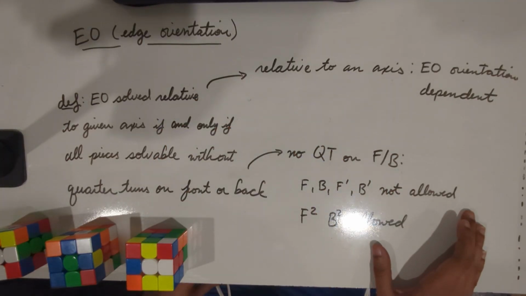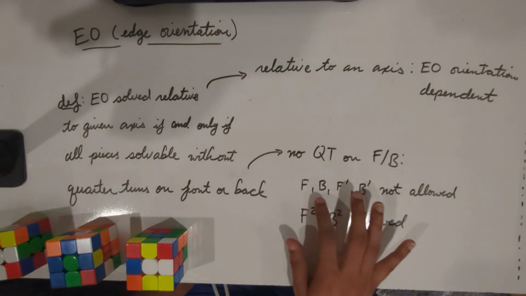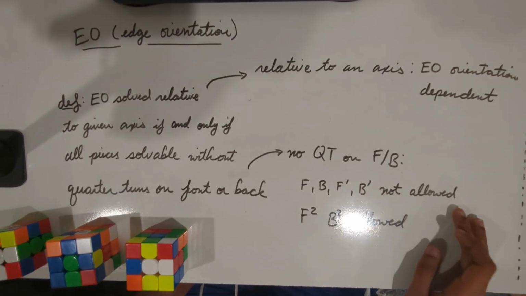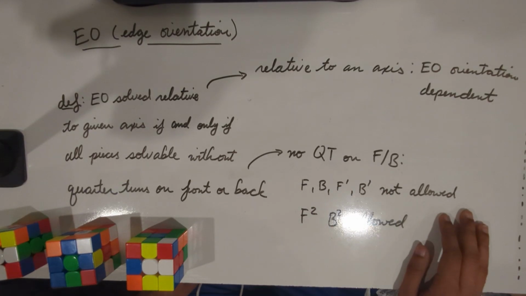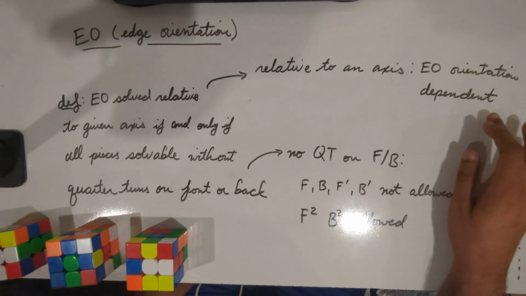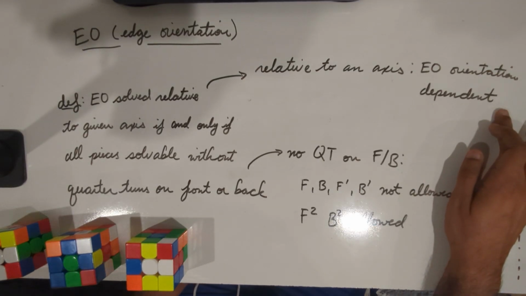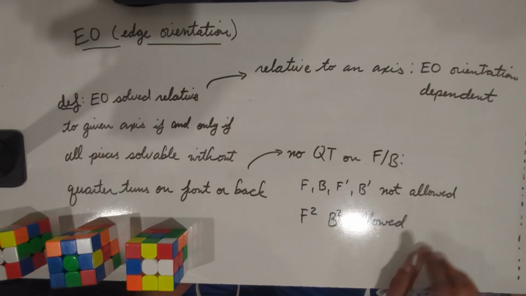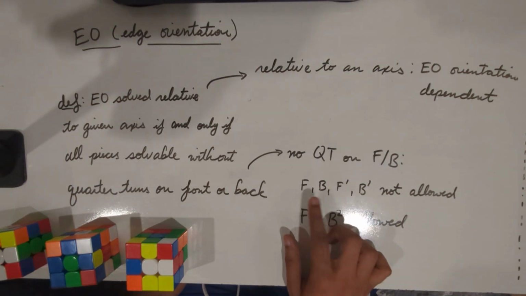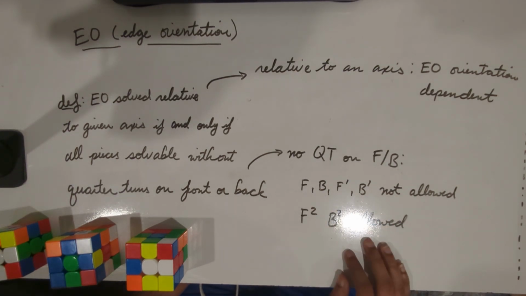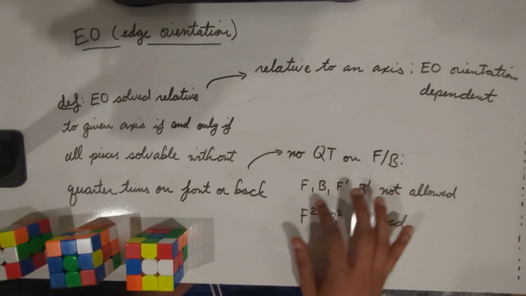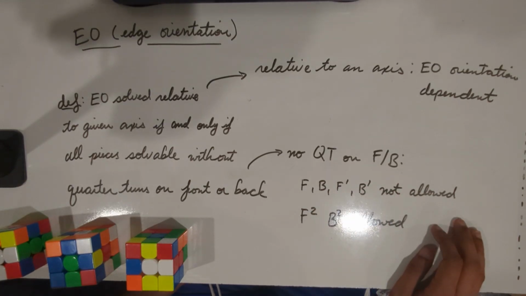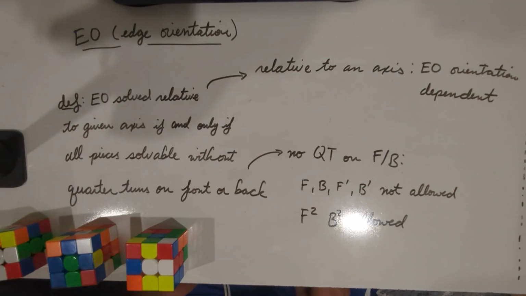No quarter turns on F or B. This just means that the moves F, B, F prime, and B prime are not allowed. If you try and get away with this by doing rotations, well, you already know that EO is not necessarily guaranteed to be the same. So you can't get out of it by doing rotations either. Importantly, F2 and B2 are still allowed because instead of being a quarter turn, they're more like a half turn. So I'm going to refer to these quarter turns relatively often as far as DR is concerned. So we're going to see these in several places.